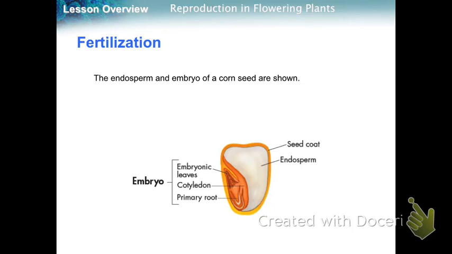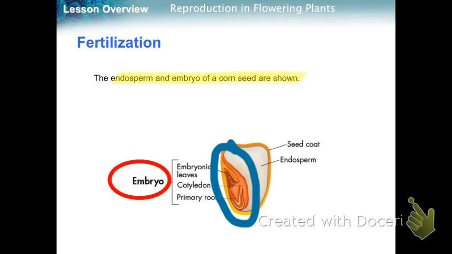Here's a corn seed. It's a monocot. The endosperm and the embryo of a corn seed are shown. So over here on the left, we have the embryo, this area right here. And then the rest of it, the white area, is the endosperm.